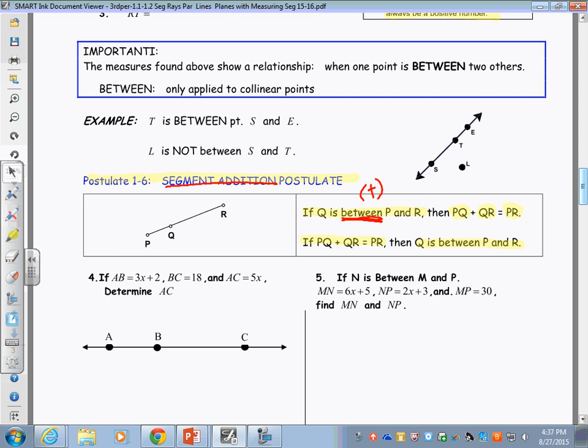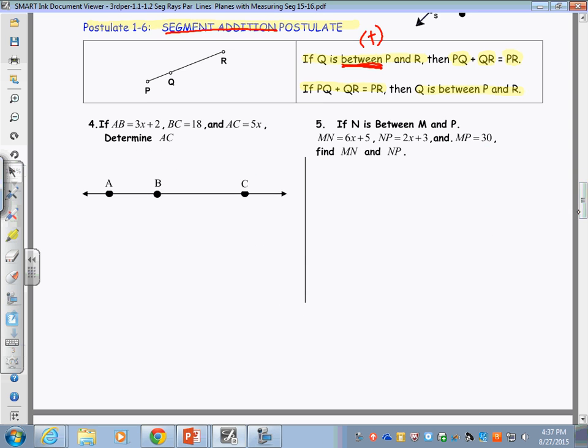So what we're going to learn and what we're going to practice and apply is taking the given information that is in the problem. It says if AB is equal to 3x plus 2, and that's the length of AB, the length of that segment, the distance between A and B, and BC equals 18 and AC equals 5x, determine AC. Well, the first thing we're going to do is, if they give us information and we have a figure, you always label first. So I'm going to put the 3x plus 2 between A and B. I'm going to put 18 between B and C. And A to C, from A all the way to C, that's 5x. So I'm just going to add that, 5x.